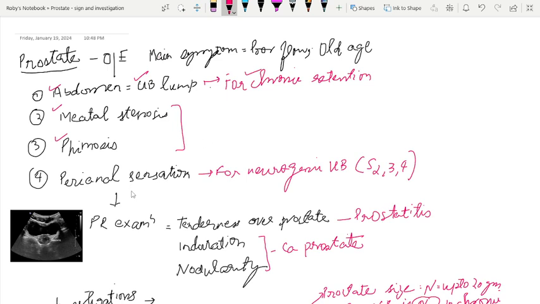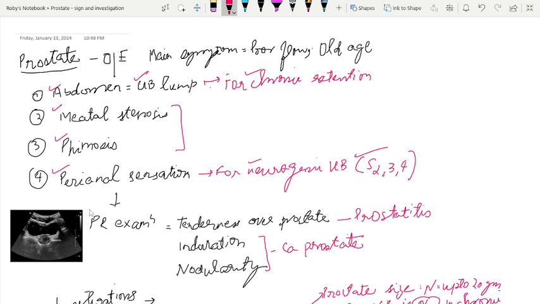And the last and rare cause for poor flow is neurogenic bladder. For neurogenic bladder, we have to examine the perianal sensation, which checks the spinal segments S2, S3, S4, which also supply the bladder.